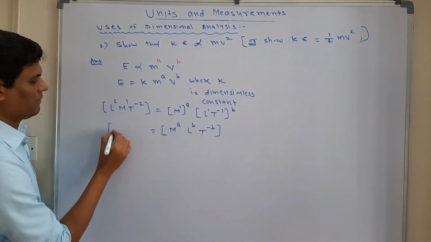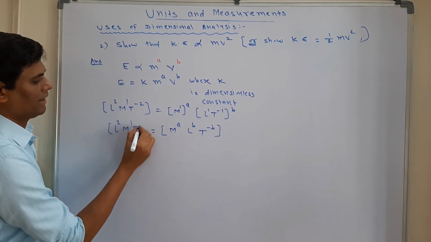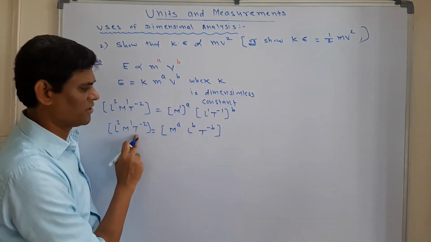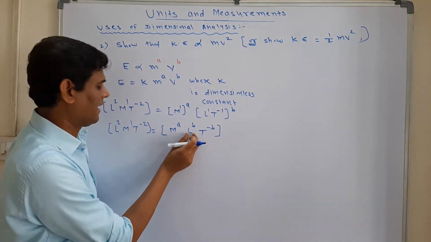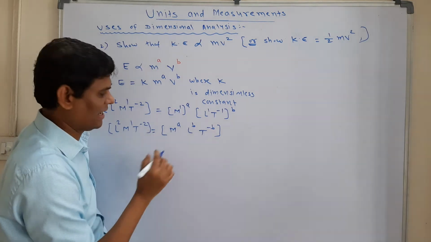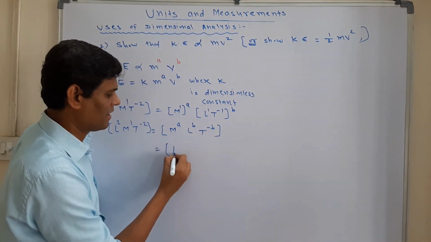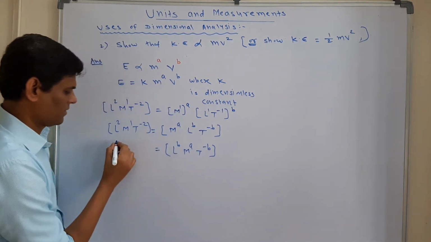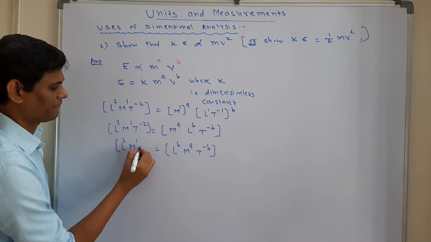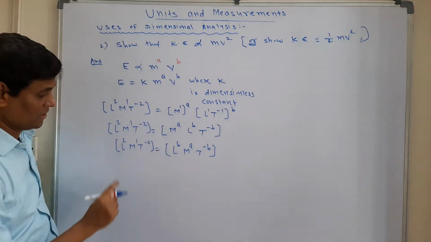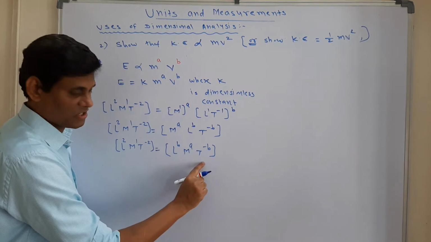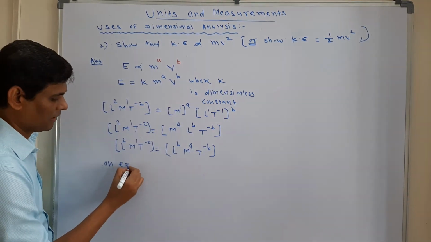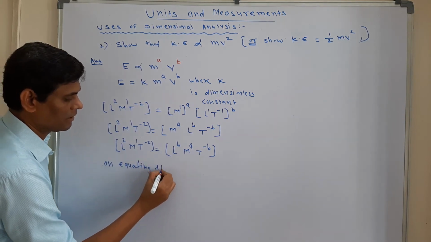Okay, this side we have L2 M1 T minus 2. Now see students, this is M L T, here you have L and T. Order can be anything, but you have to equate L with L, M with M and T with T. Or you can write it in a simple way, L raised to B, M raised to A, T raised to minus B. So we keep the order the same. Fine. So LHS, RHS, base is the same, equating the powers.